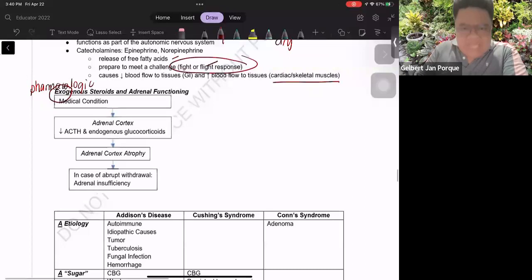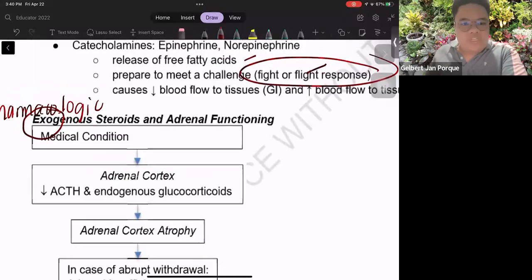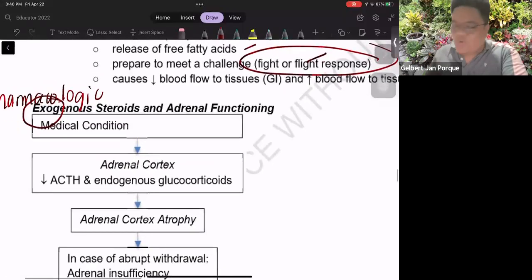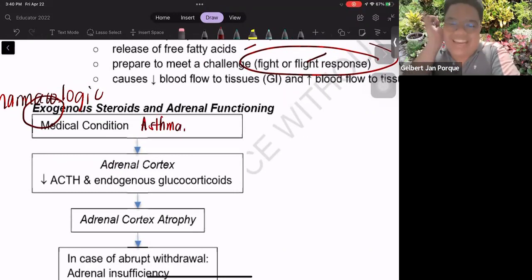Now, give me, class, conditions. Name conditions that you have learned wherein you would need steroids for life, or even steroids just as a maintenance medication. Name a few. Okay, psoriasis is one. But let me take asthma first, because you already know asthma. Okay, asthma, my favorite, no? I have asthma. Oh, they all mentioned asthma.